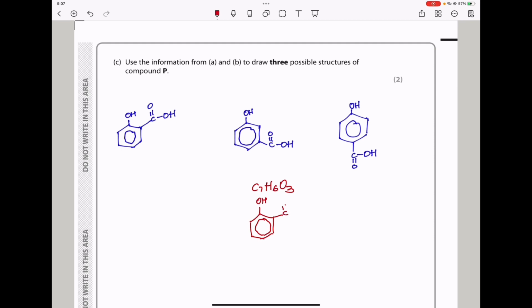That is going to be a carboxylic acid. So we can see there is a possibility of that. This could be on carbon 1, or it can be on carbon 3, or it can be on carbon 4. So we can have a 1,2, a 1,3, and a 1,4.